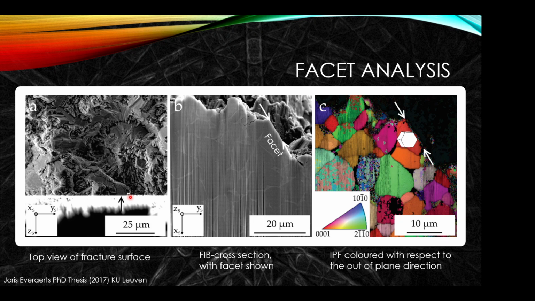We can look effectively at fracture surfaces. We could look, for instance, at the facets that are formed, so those flat interfaces. In this example, cross-sectioning by focused ion beam machining was done. EBSD was done on the cross-section to reveal that this facet is a prism-type plane in this titanium example.